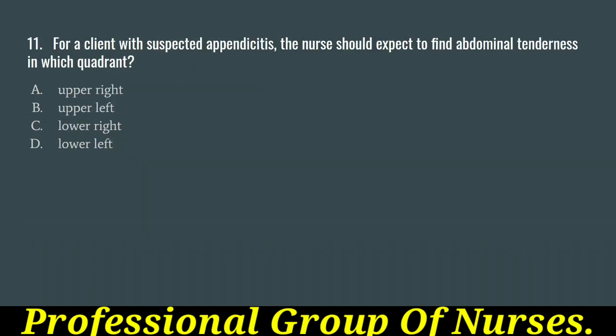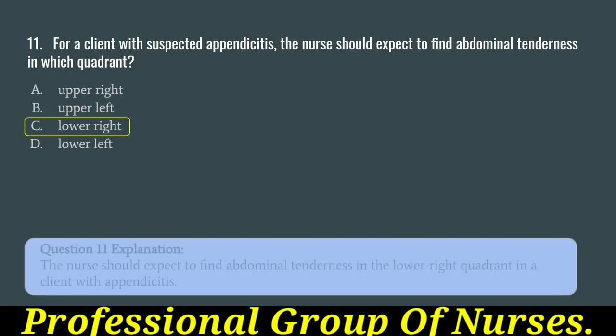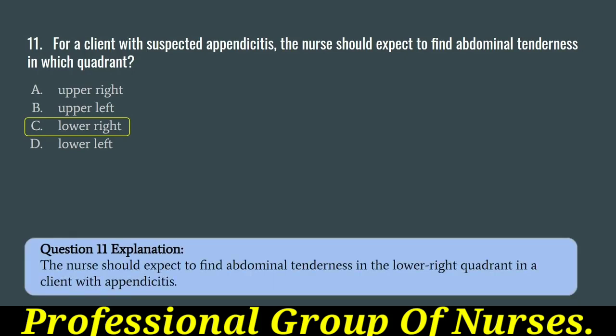Question 11. For a client with suspected appendicitis, the nurse should expect to find abdominal tenderness in which quadrant? A. Upper right. B. Upper left. C. Lower right. D. Lower left. Question 11. Answer: C. Lower right. Question 11. Explanation: The nurse should expect to find abdominal tenderness in the lower right quadrant in a client with appendicitis.